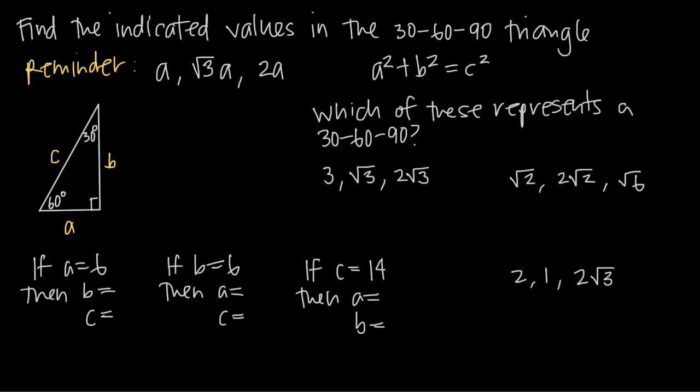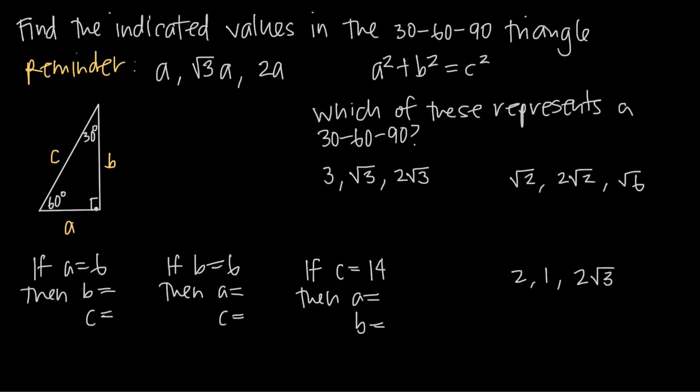In this video, we're talking about 30, 60, 90 triangles, which are a very special case of triangle. And when we say 30, 60, 90, what we're referring to are the three interior angle measures of the triangle. So if we look at this first figure right here, what we see is that we have a right triangle.